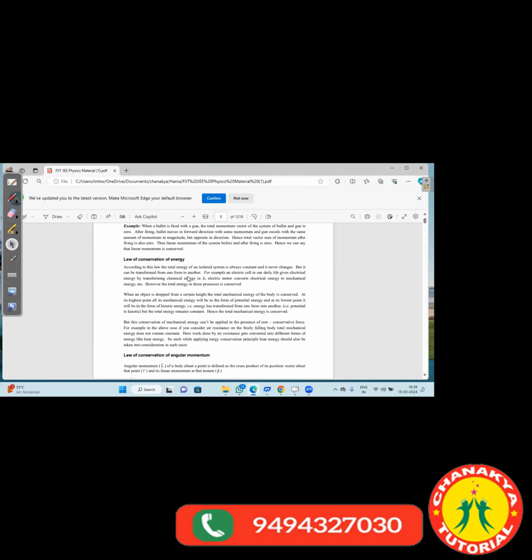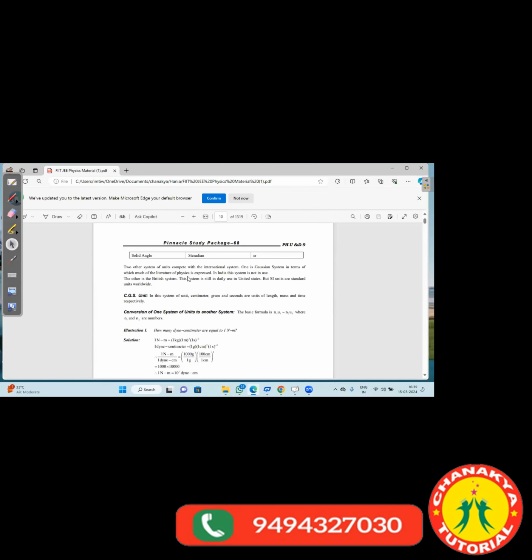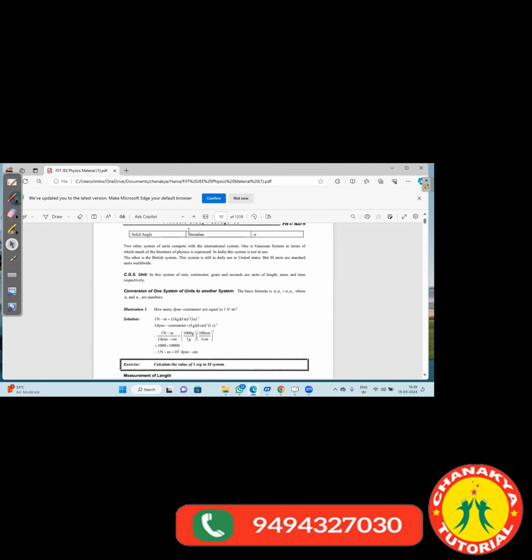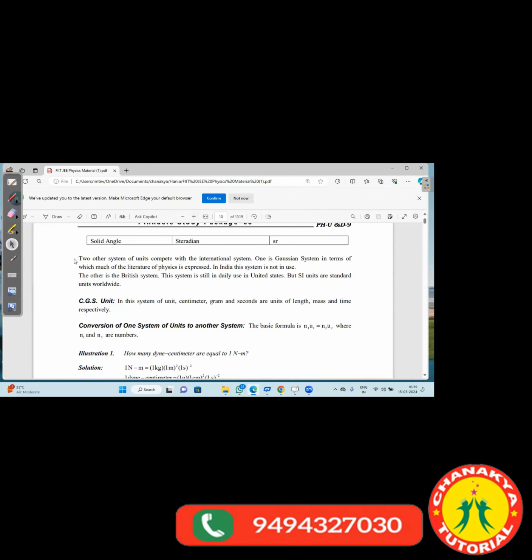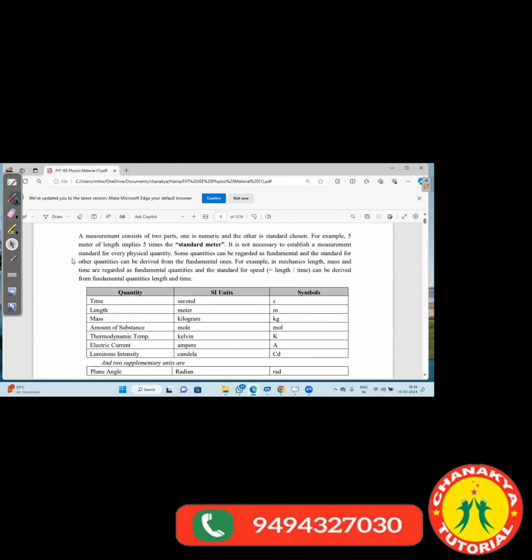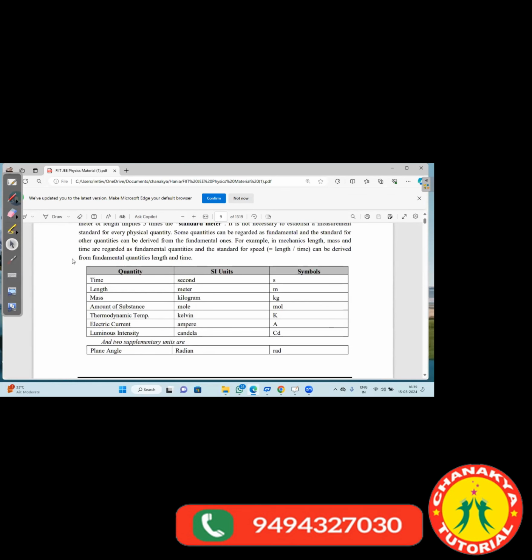Length, time, current, temperature, luminosity, okay. So these were the units which we studied. You can see here, we have studied length, mass, time, temperature, amount of substance, electric current, and luminous intensity. So these were the seven fundamental quantities which we studied.